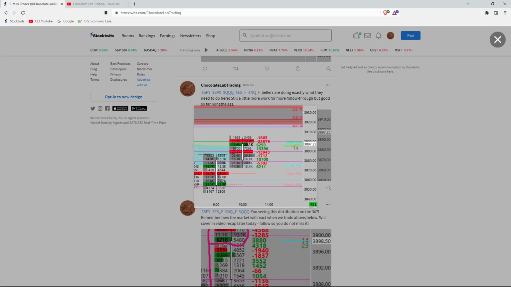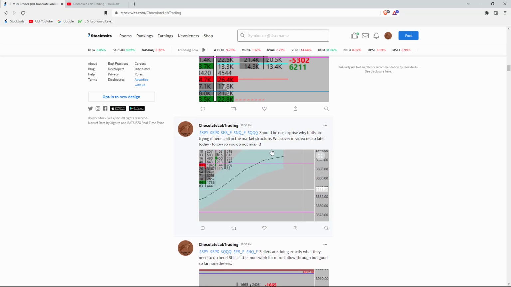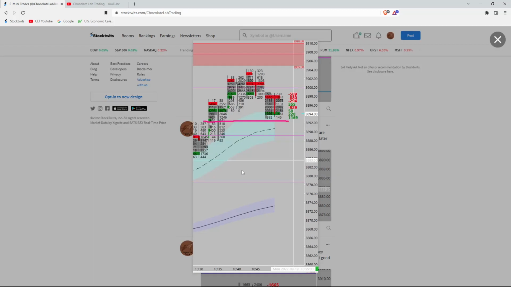So we could see that they built out these volume nodes much more now. Still not as prominent as we would like, but again, they're doing their job. We are seeing some exhaustion. Everything's looking good so far. But still patience. This isn't signs to be in a short yet. Should be no surprise why bulls are trying it here. All market structure. So back to the 5 minute, and bulls are trying to support their line in the sand.